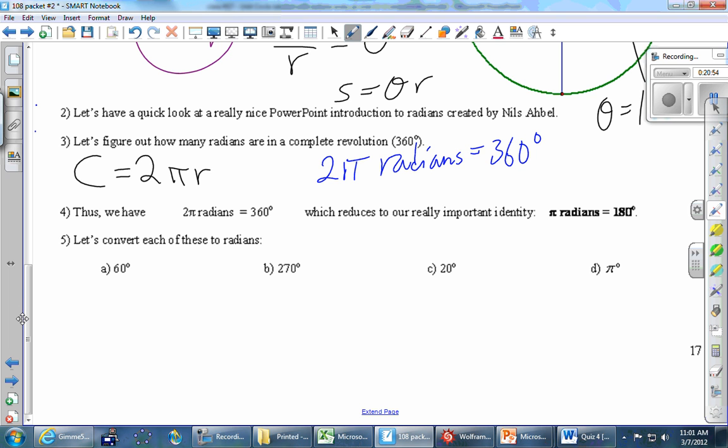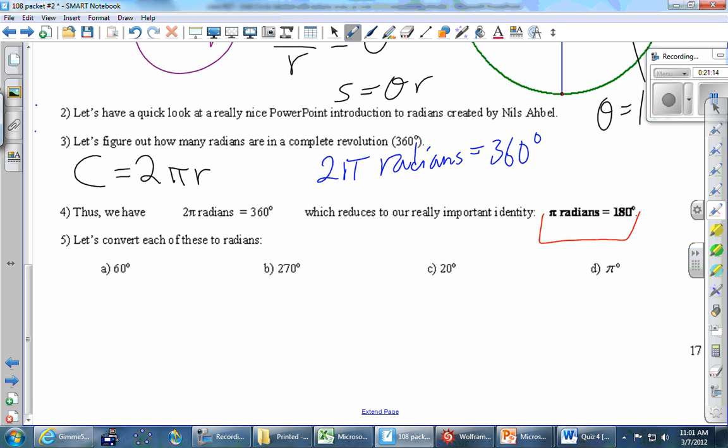Say the left-hand side again for us. It doesn't say 2 on your paper, does it? Pi radians. Thank you. Okay, so pi radians is 180 degrees. This is something worth memorizing. Pi radians is 180 degrees.